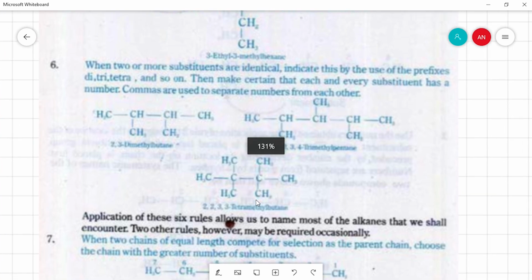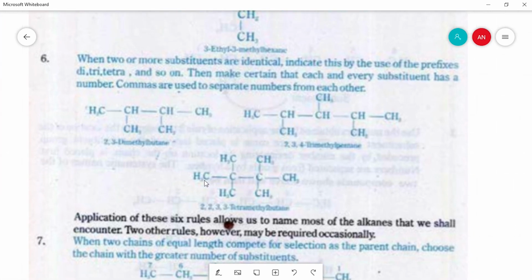This is the main one. Let's see what is here. There's butane as a parent chain and there are 4 methyl radicals, 2 radicals on the second carbon and 2 radicals on the third carbon. So what would be its name? There are 4 methyl radicals, so we'll use tetra. So its name would be 2,2,3,3-tetramethylbutane. Remember that the numbers would be separated by commas.